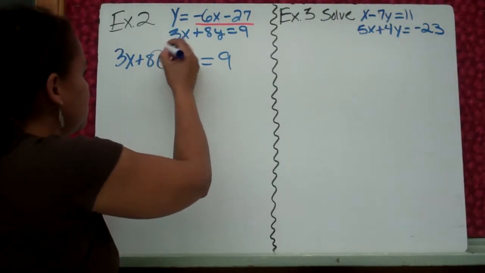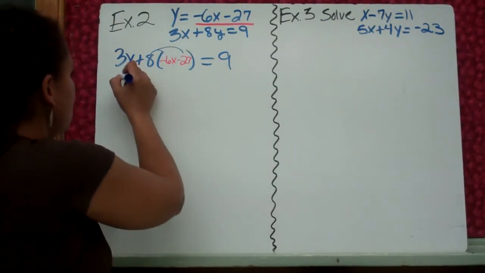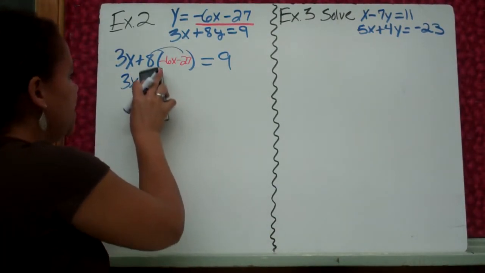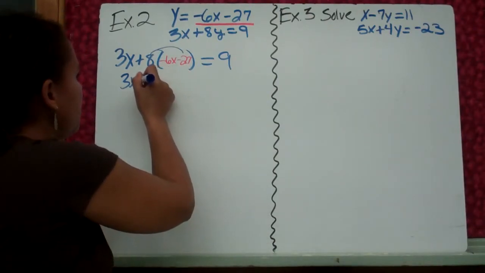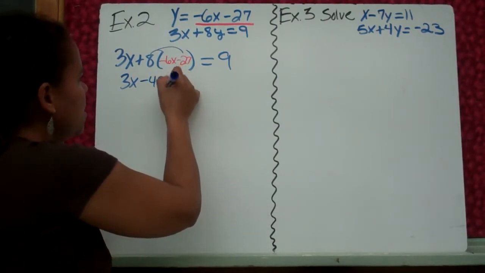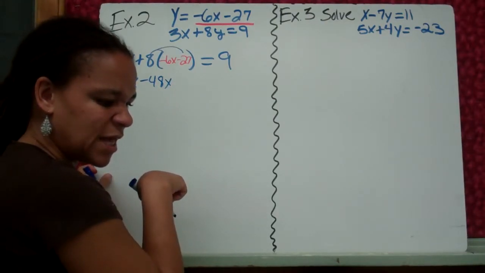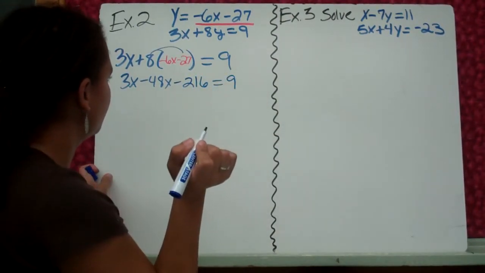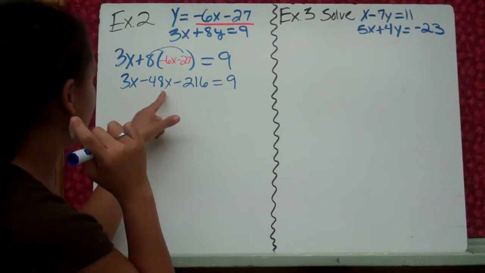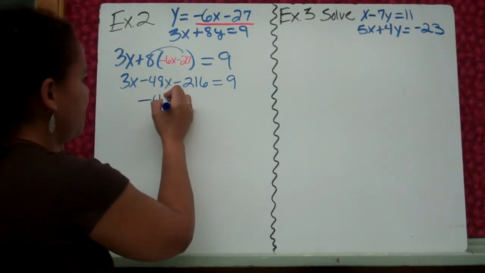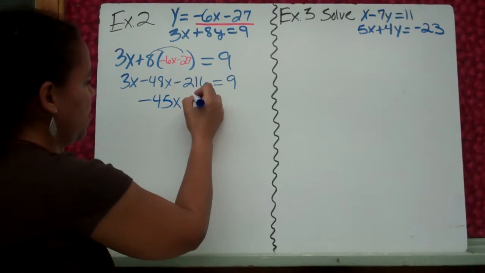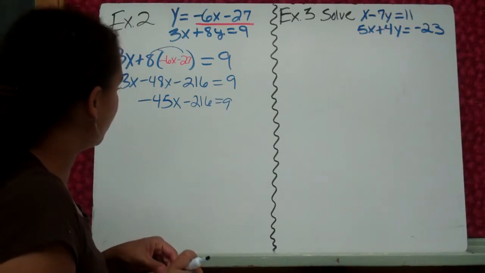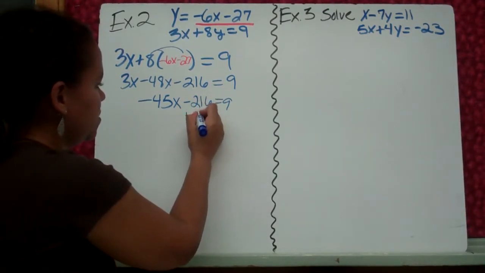Now if we simplify this, we have 3x, because that's positive 8 times negative 6x, so minus 48x. And then 8 times 27, what is that? 216. Minus 216 is equal to 9. So we have 3x minus 48x, which means we have negative 45x minus 216 equals 9. See where we are? Then we're going to have to add 216 to both sides.